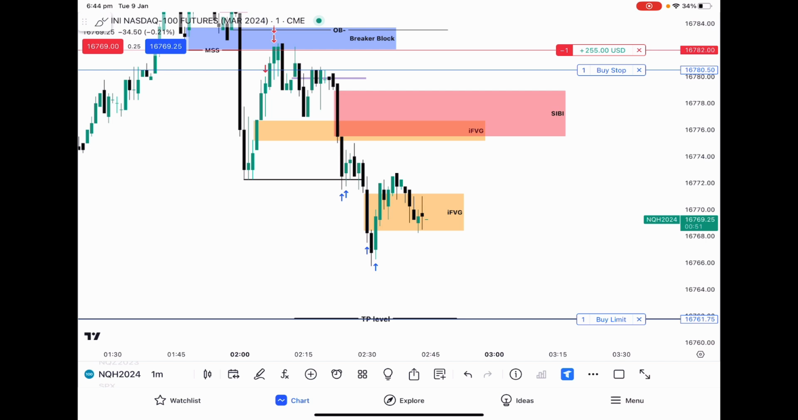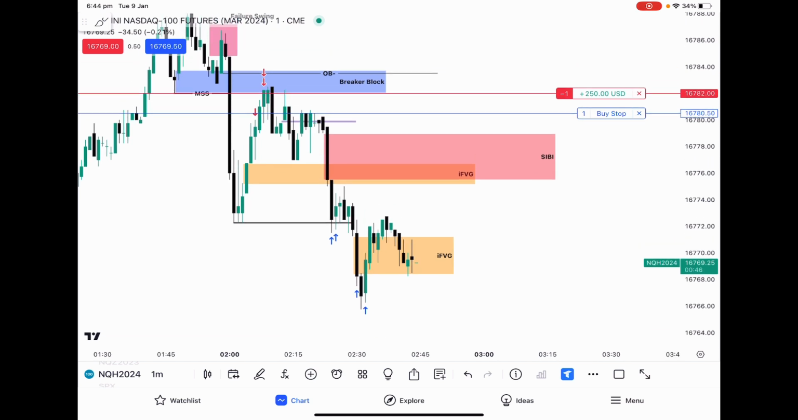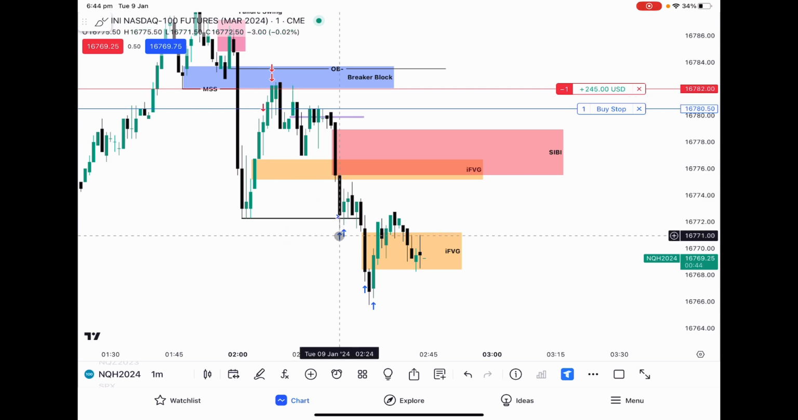And that's it. At this point, trading can be boring, because your targets have been met. You've taken some profits here.